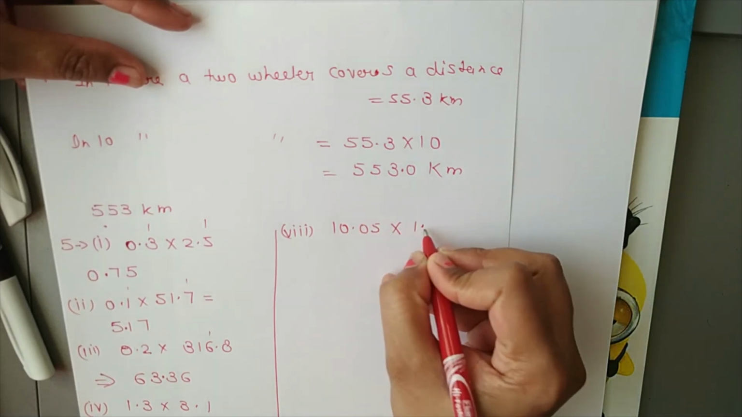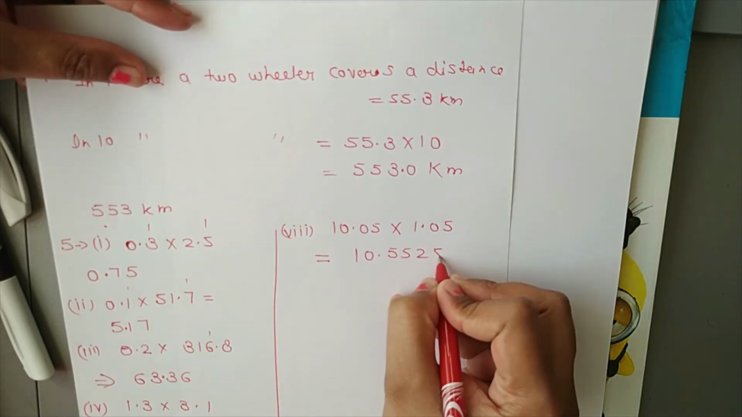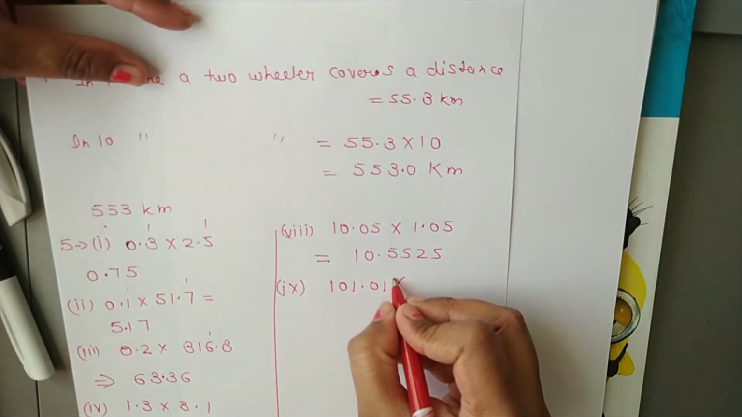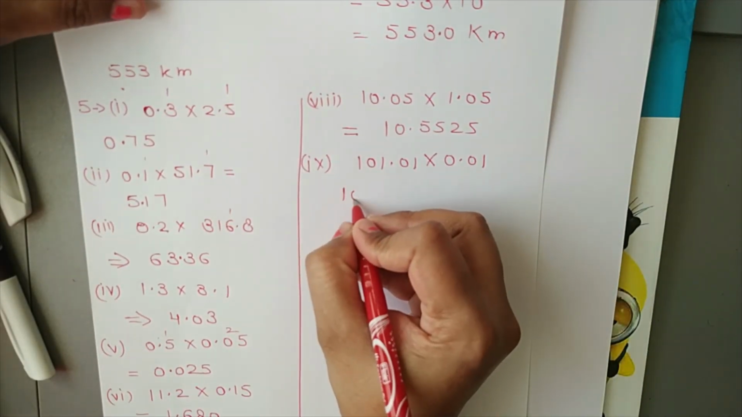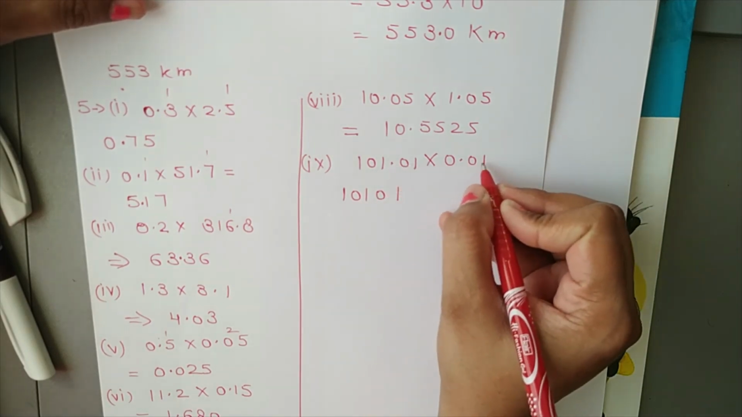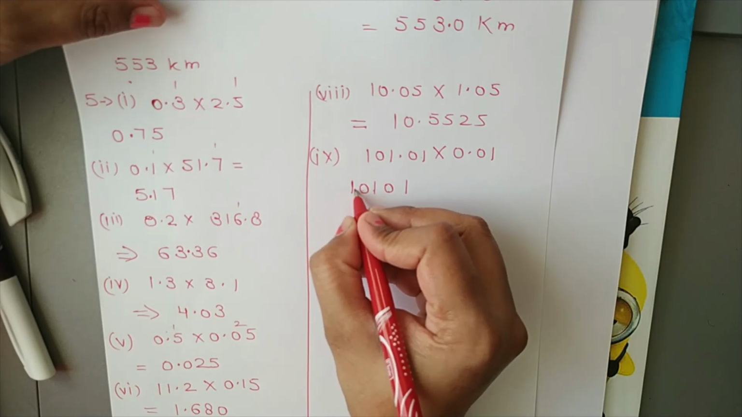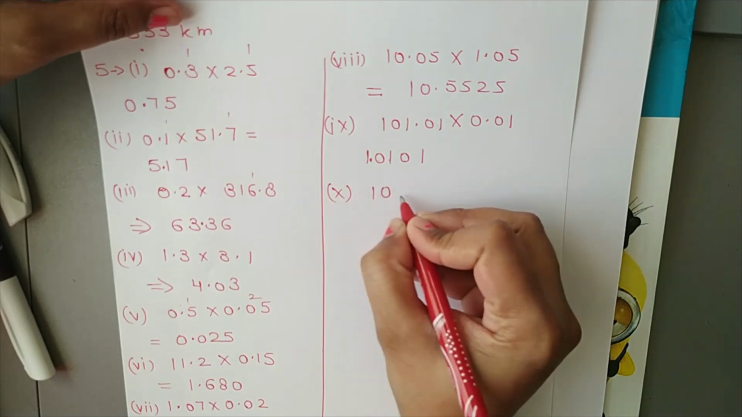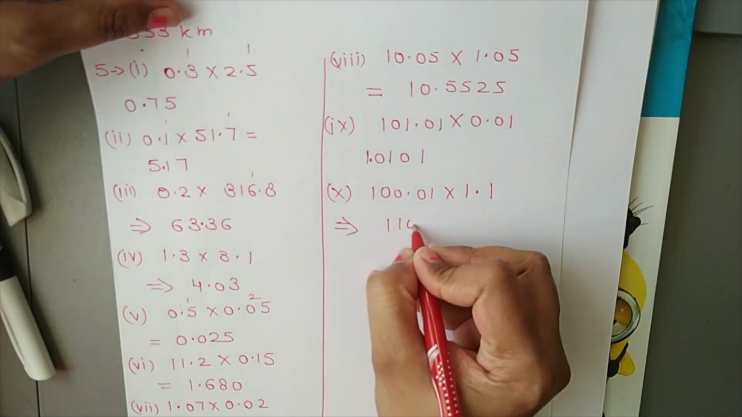Next, eighth part, 10.05 is multiplied by 1.05, so it will be 10.5525. Ninth part, 101.01 is multiplied by 0.01. Ignore the decimal and multiply by 1, so the same digits will be there. Then after the decimal there are 2 digits here and 2 digits there, so the total is 4 digits, so 1 2 3 4. Then the last one, 100.01 multiplied by 1.1, so the answer is 110.11.